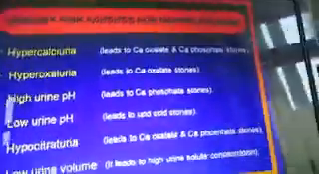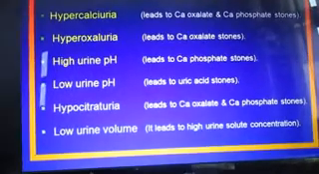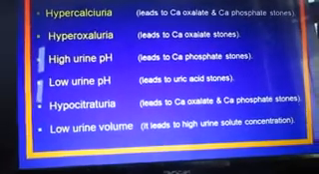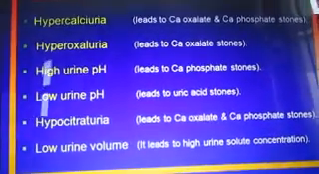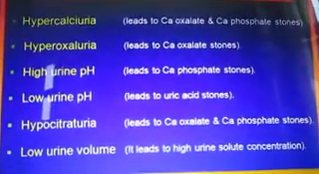Low urine pH leads to precipitation of uric acid, formation of uric acid stones. Hypocitraturia leads to calcium oxalate and calcium phosphate stones. And low urine volume may lead to any type of stones.